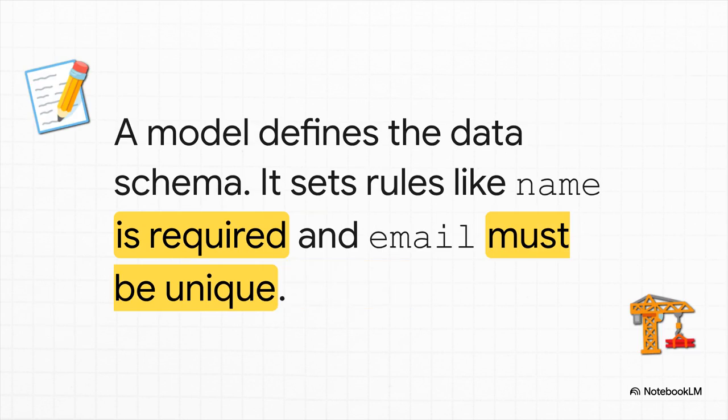And what about the model? Think of this as the rule book for your data. This code is defining what a user is. It's saying every user must have a name, which has to be text, and they must have an email, which also has to be text, and really importantly, has to be unique. No two users can have the same email. This keeps your data from becoming a total mess.